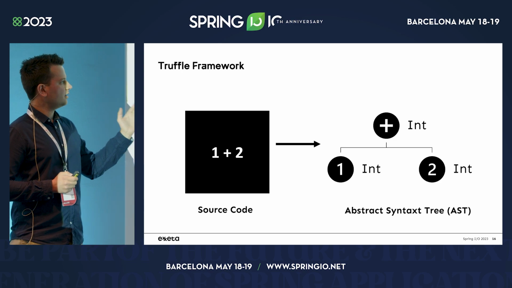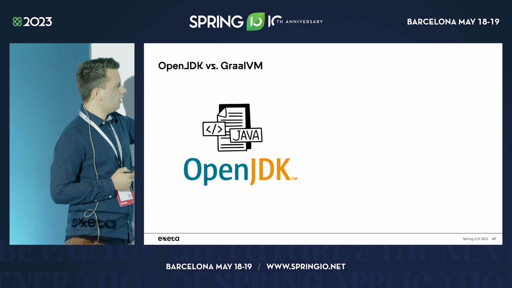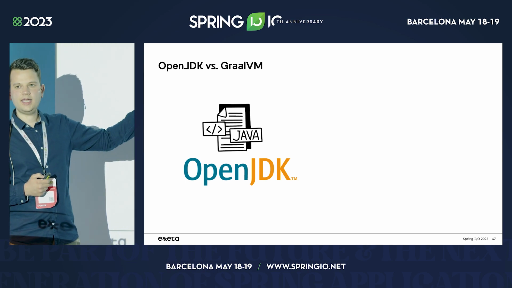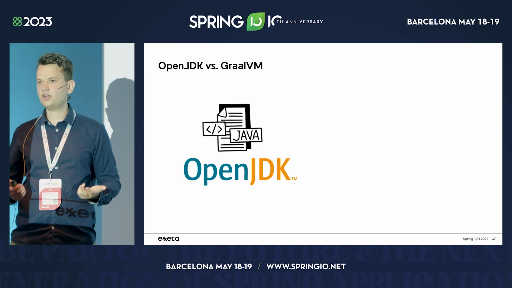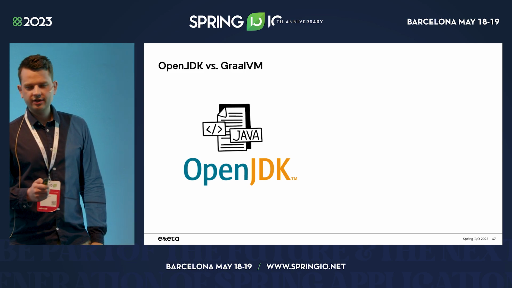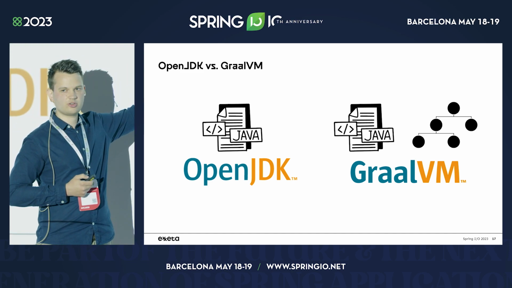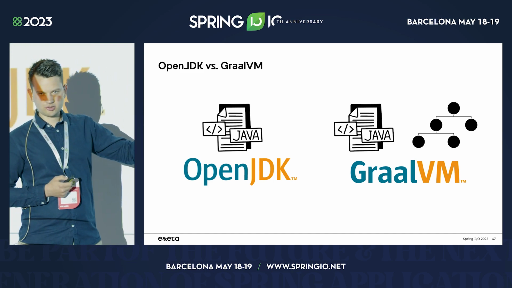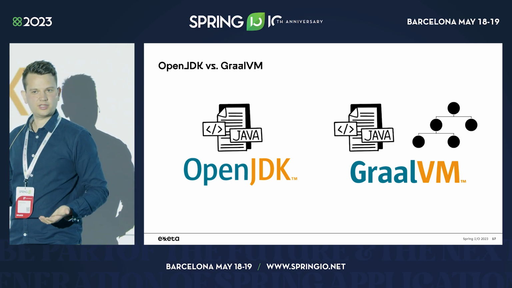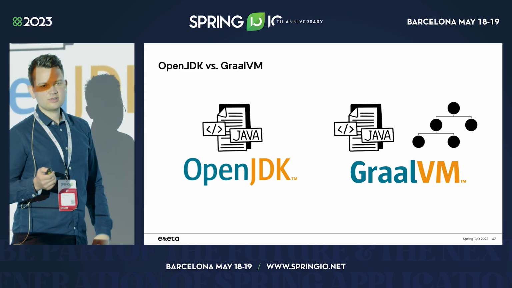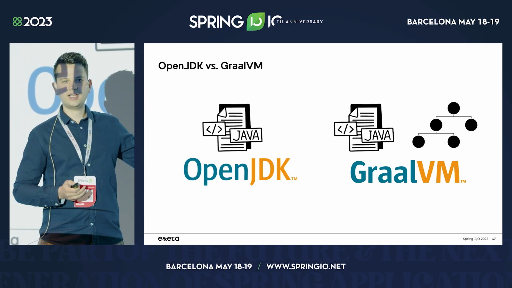So for example, if we are comparing OpenJDK with GraalVM, OpenJDK is only able to run code from JVM languages like Java or Kotlin. In difference, GraalVM is also able to run code from JVM languages, but in addition, it's also able to run a programming language we have a Truffle interpreter for. And so we can run every programming language with a Truffle interpreter directly on GraalVM.